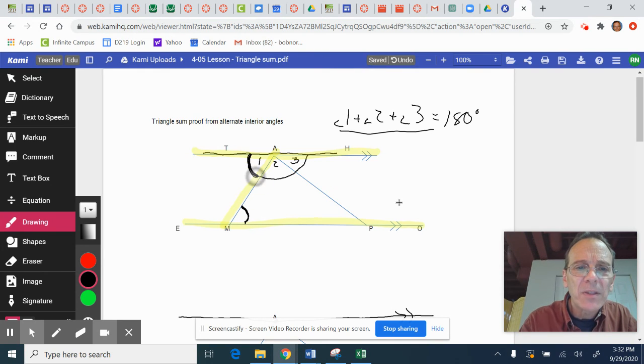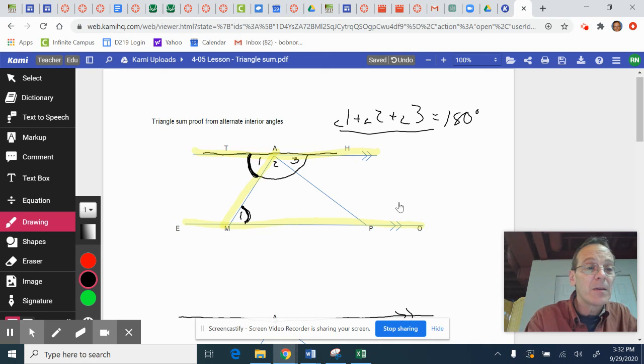This angle is between one of the parallel lines and the transversal, and this angle is between the other parallel line and the transversal. They're both acute looking angles. They have to be congruent to each other. So if I'm calling this angle angle 1, couldn't I call this angle 1? I mean, they're exactly the same size, right? You see where this is going?